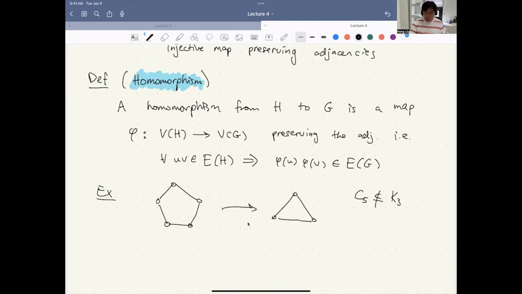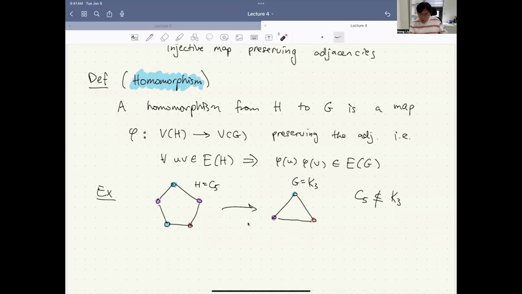So let's write down this map. You can map these 2 blue vertices to, say, here, and this purple to here, like this, and red here. Okay, so you check. This is just a map from H to G. This is H. G is K3.